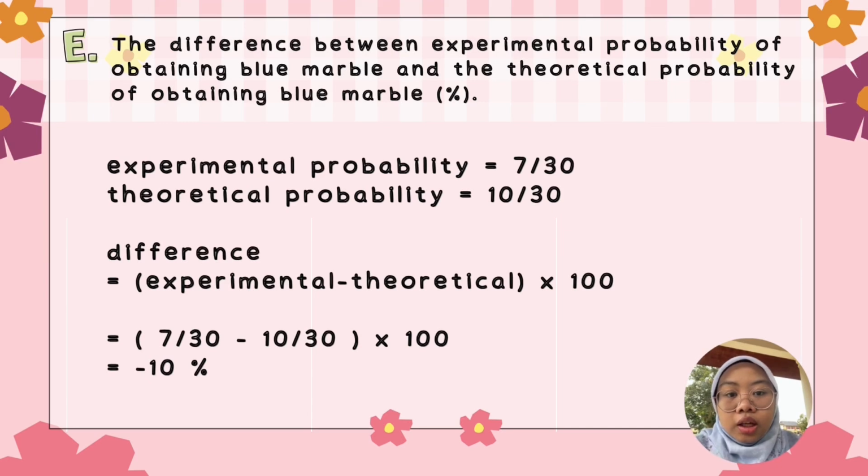For question E, to find the difference between experimental probability of obtaining blue marble and the theoretical probability of obtaining blue marble, we have 7 over 30 for experimental probability and we have 10 over 30 for theoretical probability. To find the difference, we have to do experimental minus theoretical multiplied by 100 and we can get negative 10%.